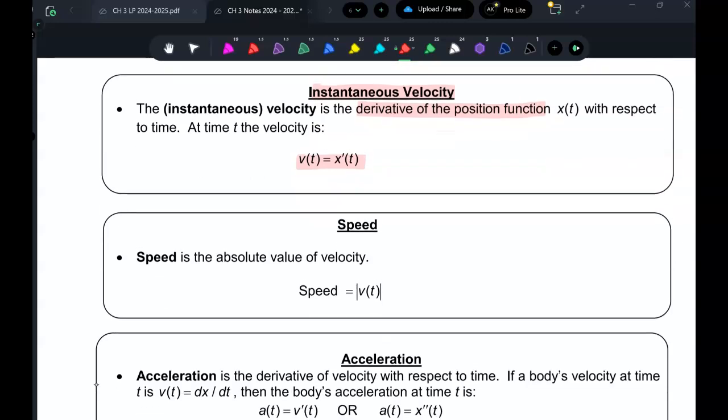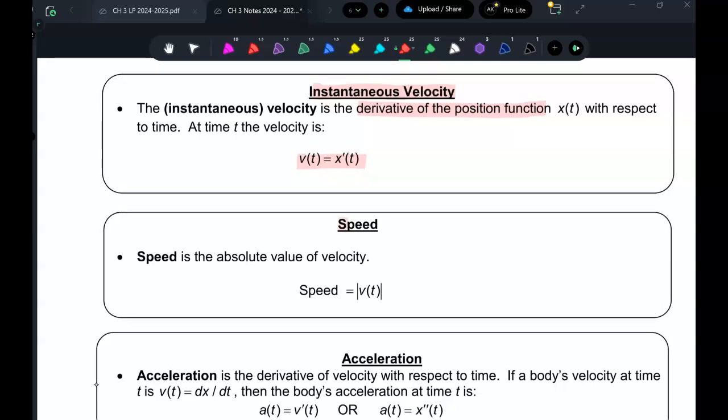Speed is the absolute value of velocity. So whatever our velocity is, it can be positive or negative. But is it the absolute value of the instantaneous? It says v of t, not v prime. No, it's just v of t. Speed is the absolute value of velocity.